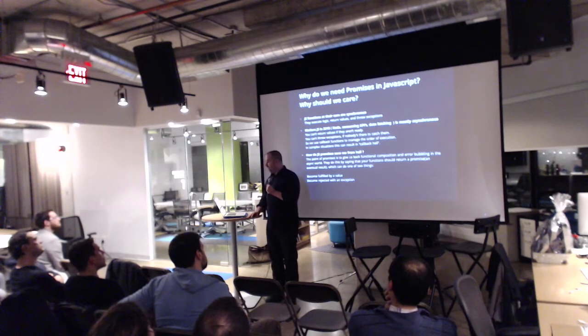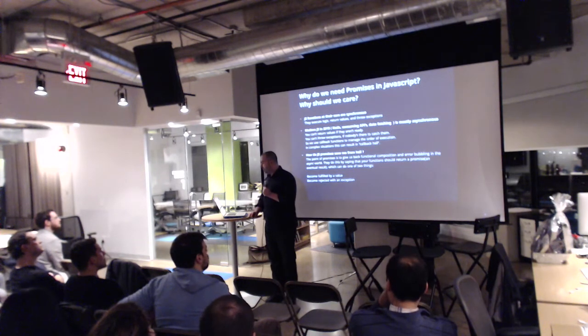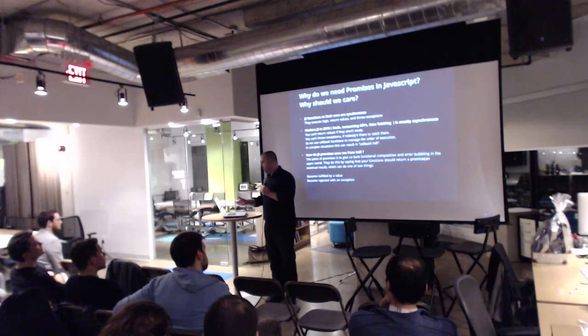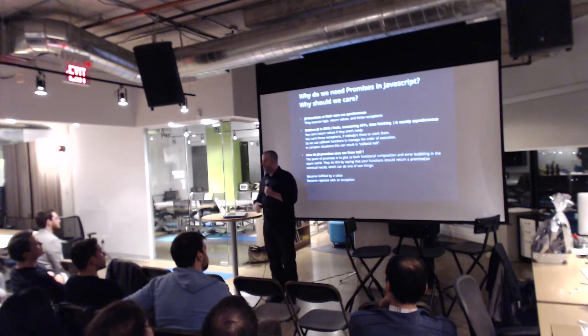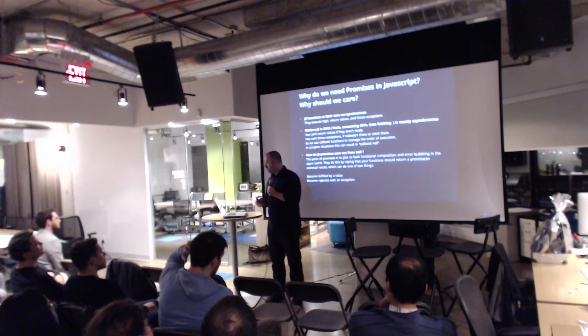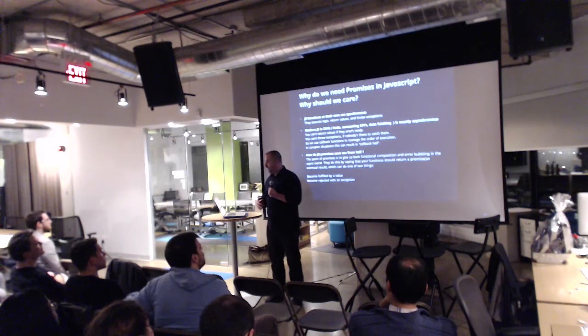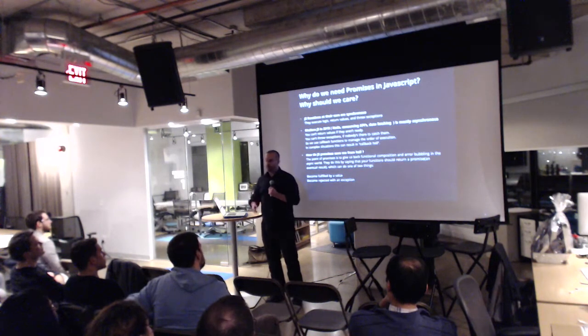And how do they do that? Well, the point of promises is to give us back functional composition and error bubbling in the async world. All the things that we get from synchronous functions, promises give us the capability to have in asynchronous functions. We do this by saying that your function returns a promise, or an eventual result, and that promise can only do one of two things.